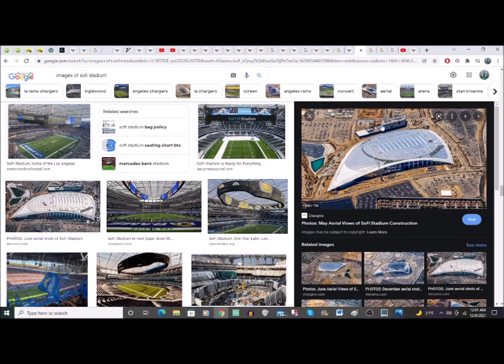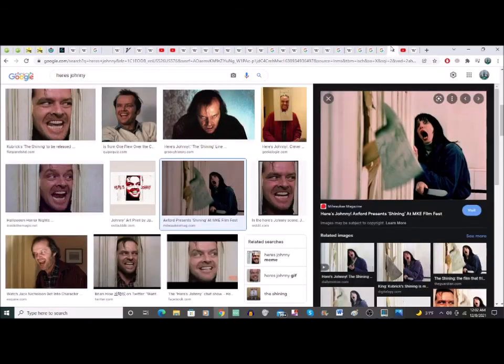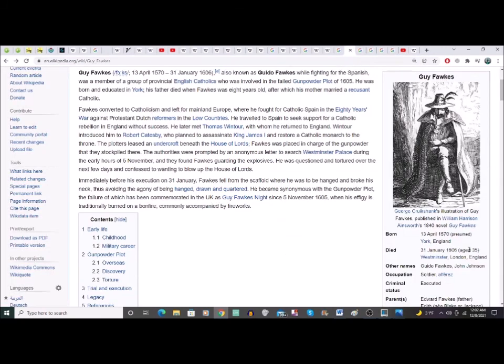Absolutely nuts. I'll tell you what, when I was looking at that, I'm like, here's Johnny. Here he is, breaking into the bathroom. It's not Room 237, but anyway, you just can't write this stuff. Here's Johnny. Hang on a minute. What were we saying about Guy Fawkes earlier?